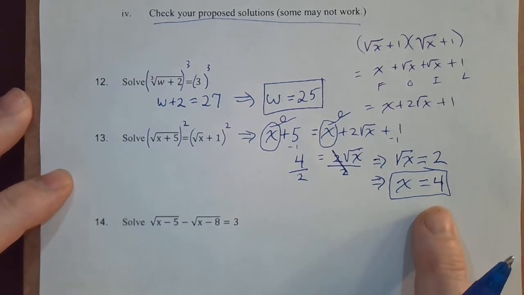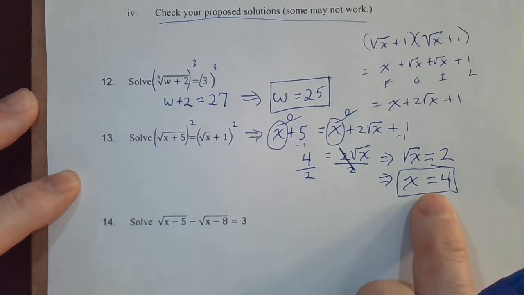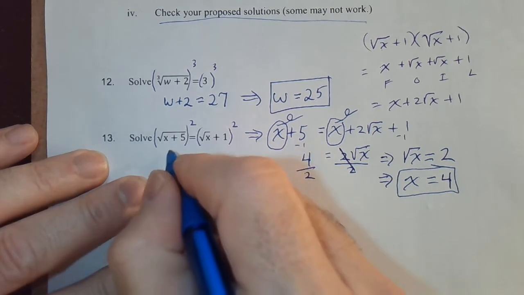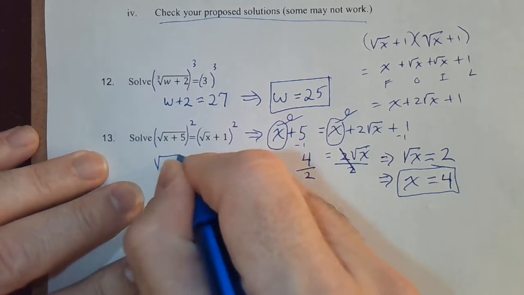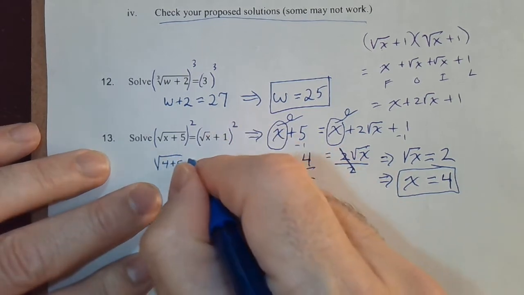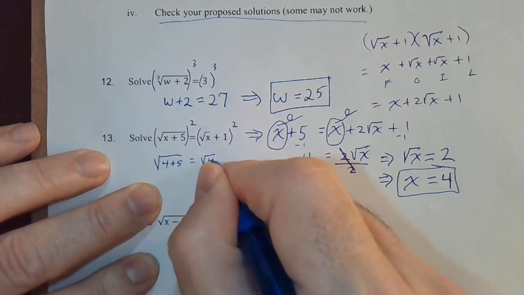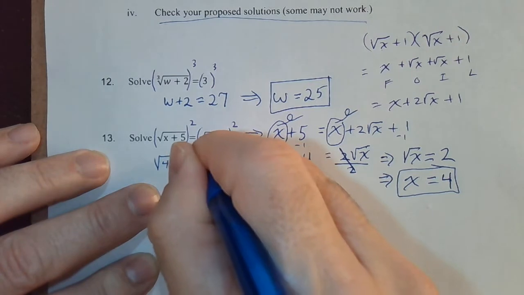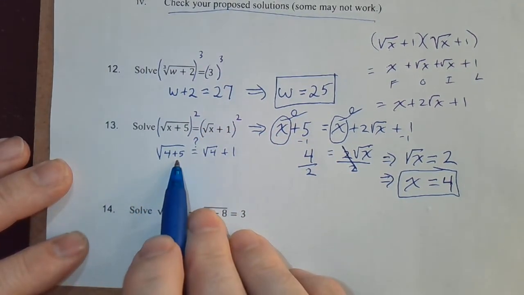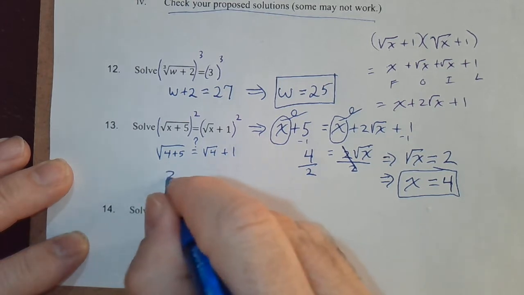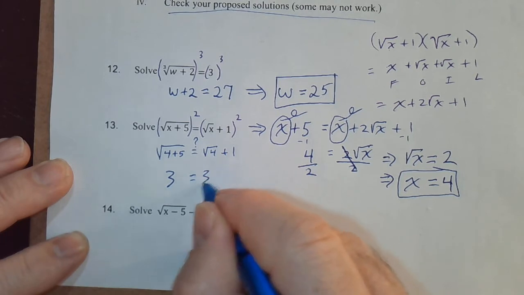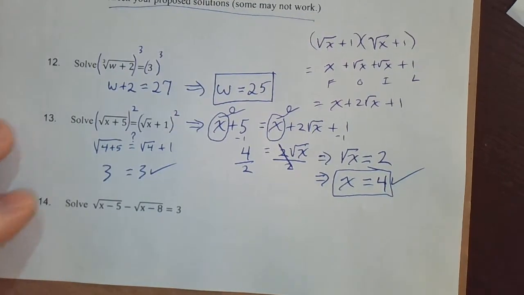Let's verify, let's determine whether that actually works. When we plug it in to the original equation, I'm replacing the x with a 4. So that's the question we're asking. Is this left-hand side equal to the right-hand side? Radical 9 is 3 equals 2 plus 1 is 3. So this indeed is the solution.